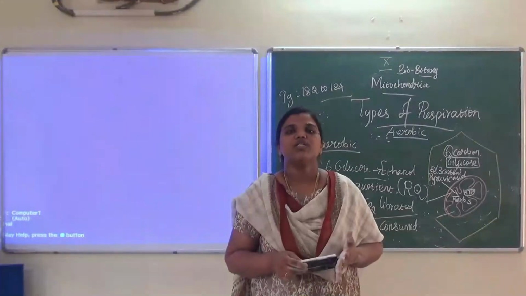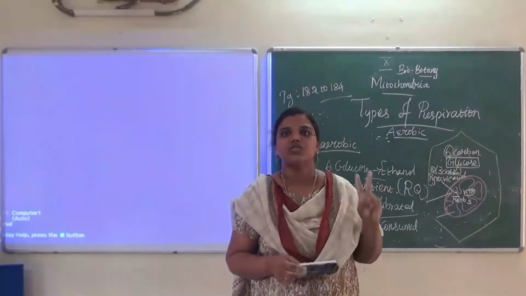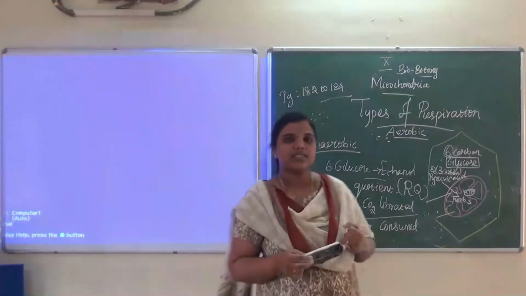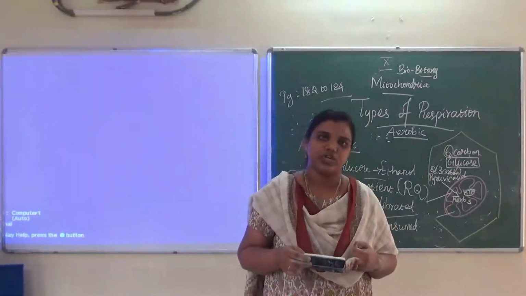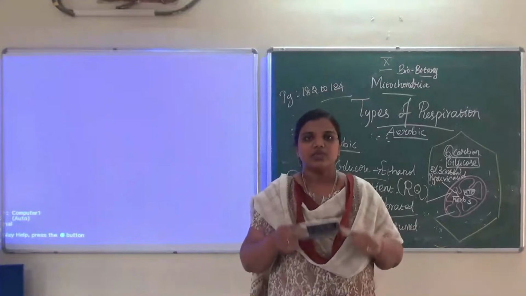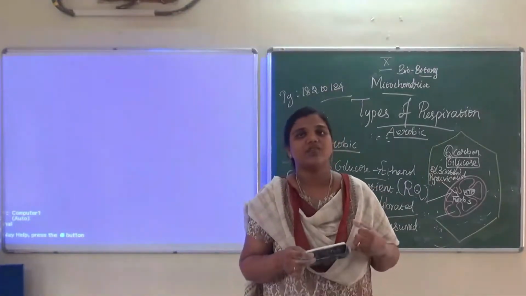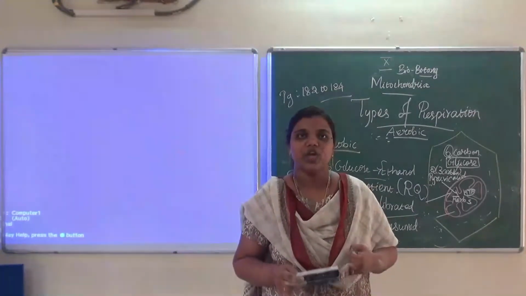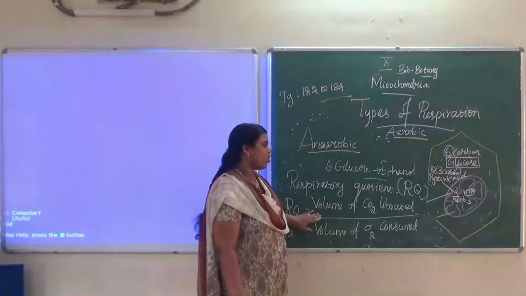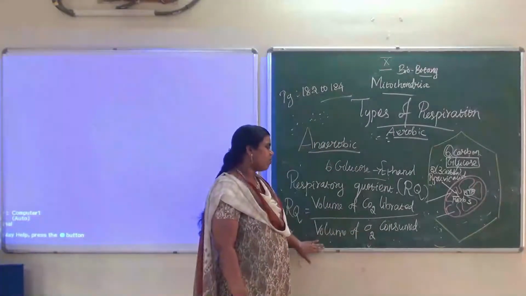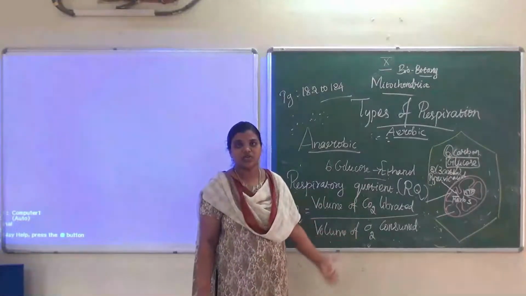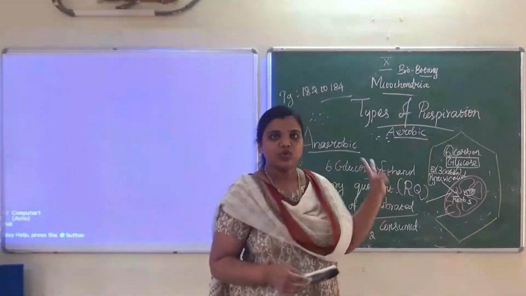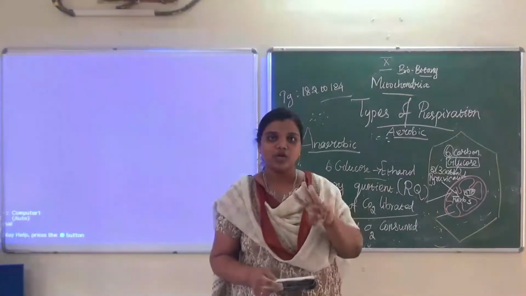And the next one, types of respiration. Respiration is of 2 types, aerobic and anaerobic. Aerobic has glycolysis, Krebs cycle, electron transport chain. Aerobic means presence of oxygen, anaerobic means without oxygen. And the last one, respiratory quotient: the ratio of the volume of carbon dioxide liberated to the volume of oxygen consumed is known as respiratory quotient.